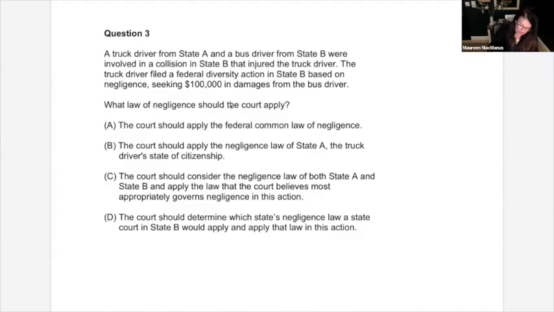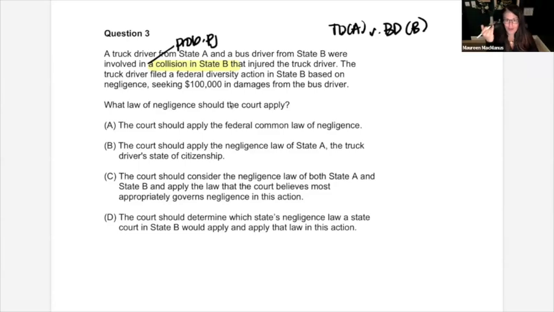So here we have a truck driver from state A and a bus driver from state B who were involved in a collision in state B that injured the truck driver. So truck driver v. bus driver. And the bus driver is from B. Okay, and the collision occurred in state B. And I see that, I'm like, okay, because the collision occurred there, there's probably PJ, because that would be minimum contacts. None of the questions tested PJ, but if that were to come up, I would know that there's probably PJ.